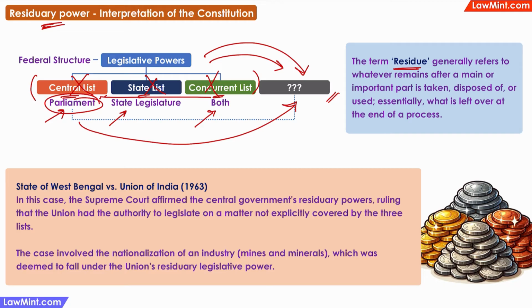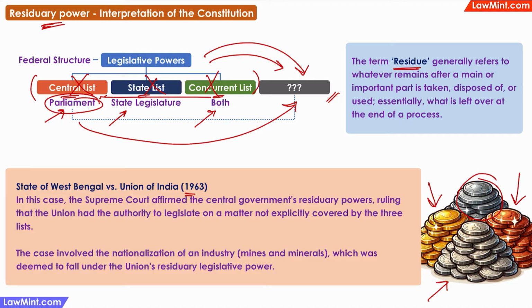A simpler illustration could be something like this. If a pile of coins is separated by value, then the gold coins are taken by the center, the silver coins are taken by the state, and the copper coins are divided between the two. The tin coins are left over. These are the residue. These are not so precious, but they are still coins. And here, the Parliament has the residuary powers to take them for itself.